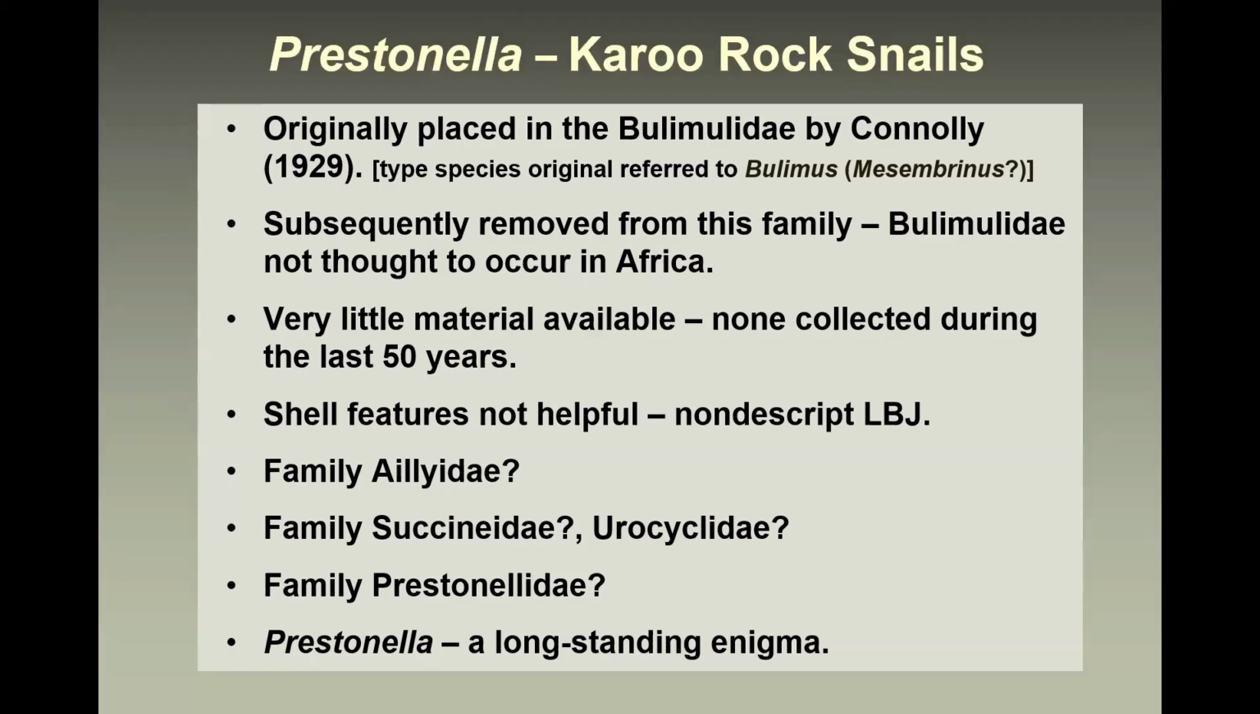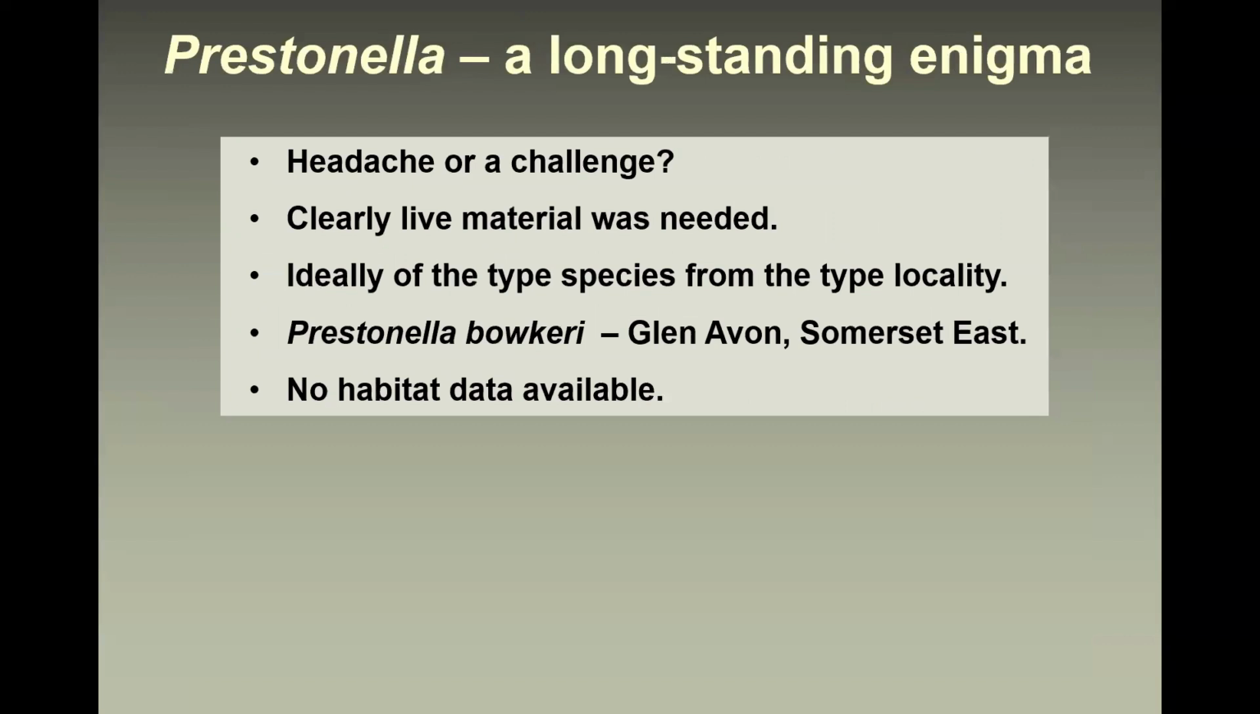So it's been a long-standing enigma for many, many years, and you can view such a thing as a headache or as a challenge. Obviously, if you consider it a headache, you're not going to make any progress. But if you view it as a challenge, then clearly you've got to investigate it. To do so, we needed live material, ideally of the type species, from the type locality. Type species, as I said, Prestonella bowkeri, the type locality of which is Glenavon in Somerset East.